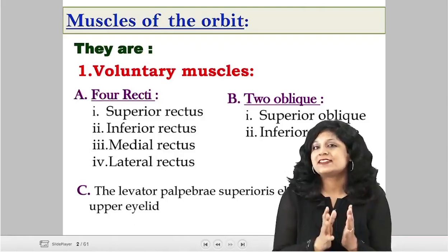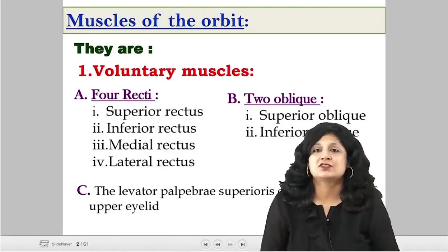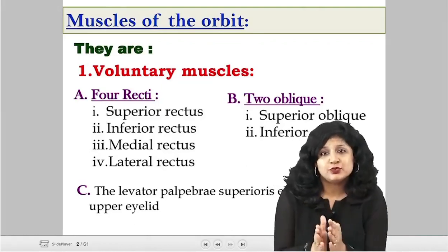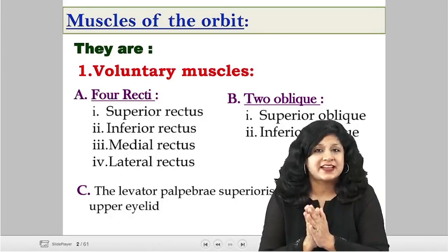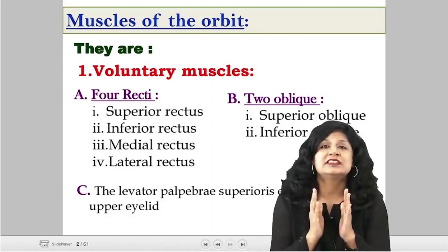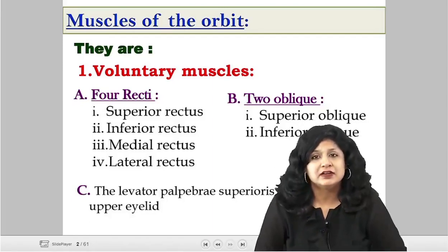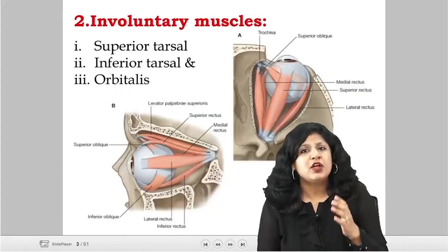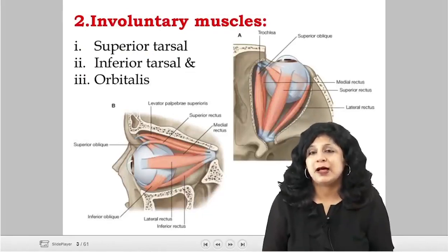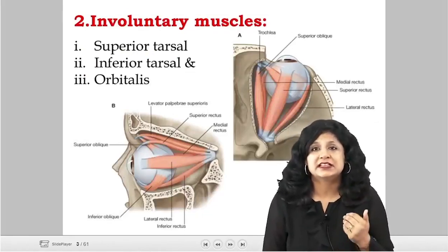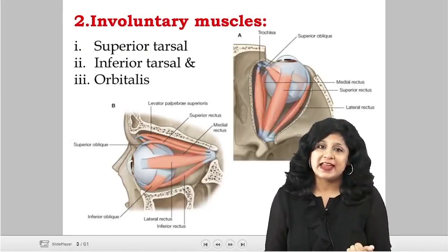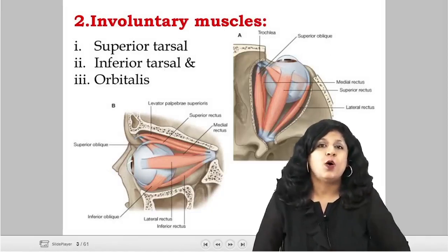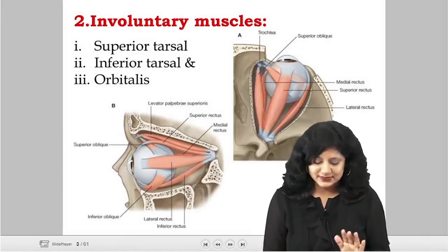And as I always say, LPS muscle is also an extraocular muscle. So don't get confused that we have got 6 extraocular muscles. No, you have got 7 pair of extraocular muscles. Now moving ahead with the involuntary muscles, which are lesser talked about because they are seldom required in squint, but you should know their names. We have superior tarsal, inferior tarsal and the orbitalis muscle.